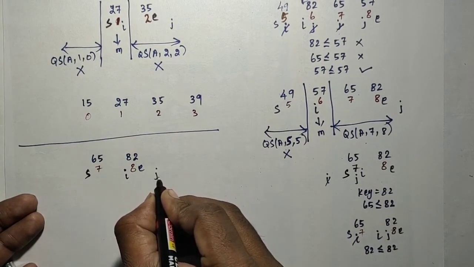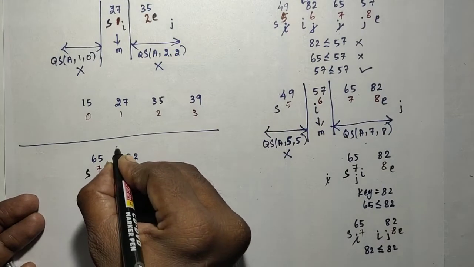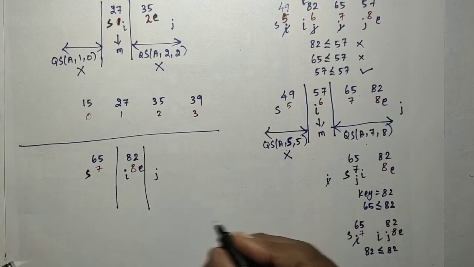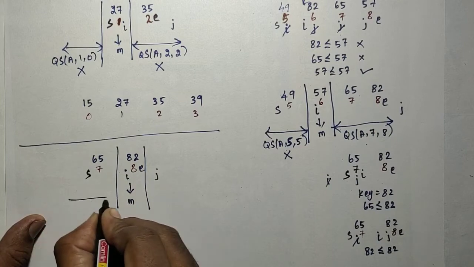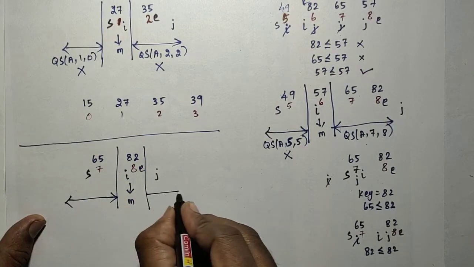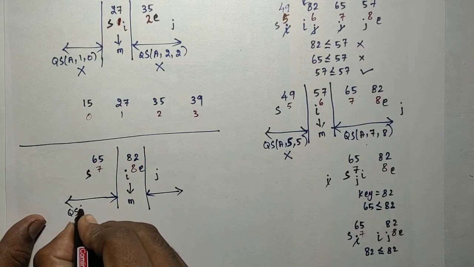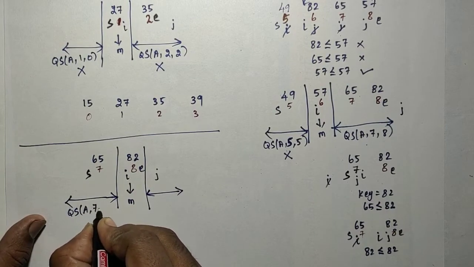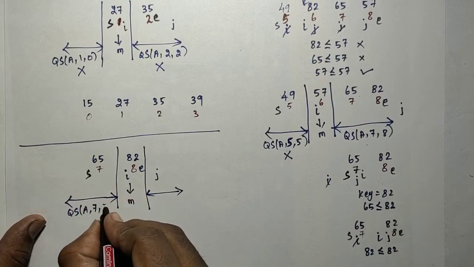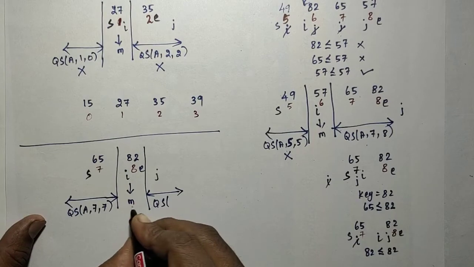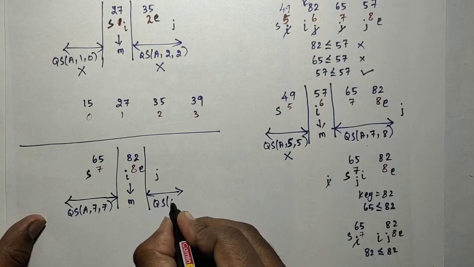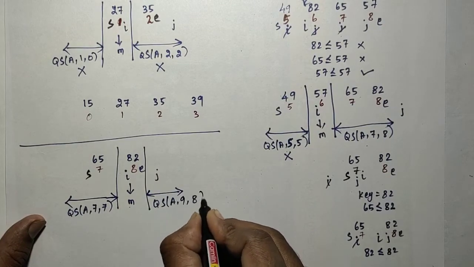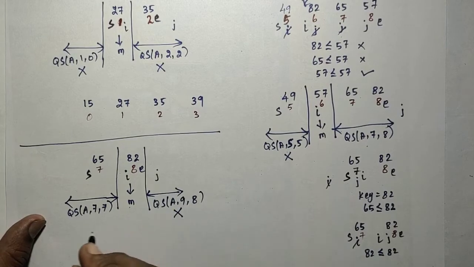When j crosses the end, it will stop. Now the split position is I. So it will be split like this, based on 82 we have split. So this will be returned as M. I need to apply the quick sort for this side and this side. Here quick sort of A, S to M minus 1, 8 minus 1, that is 7. And on this side quick sort of A, M plus 1, where M is actually 8, so A, 9 to E which is 8. 9 to 8 is invalid. Invalid means nothing happens. This is only one element, and one element also will not do anything.